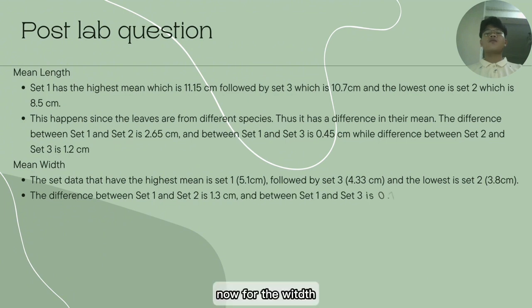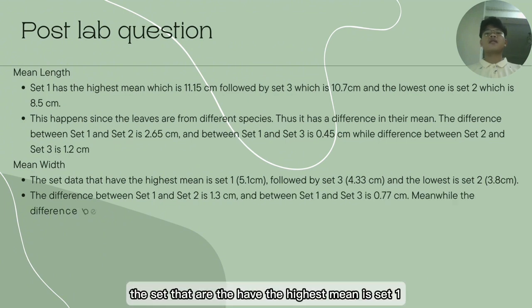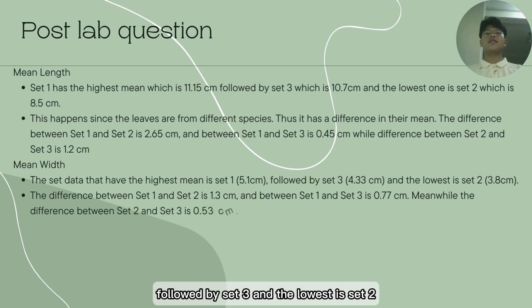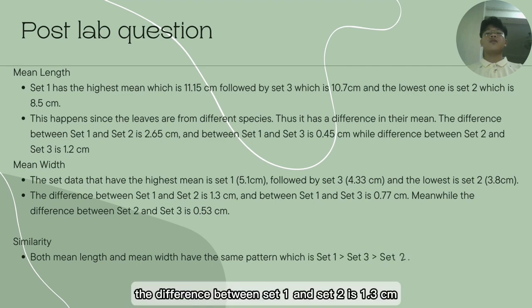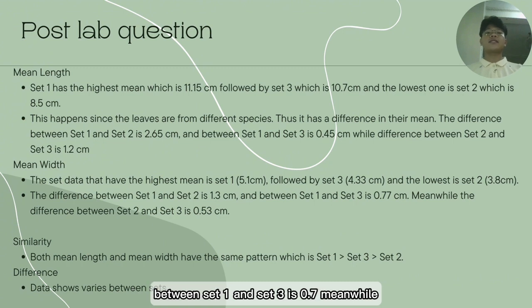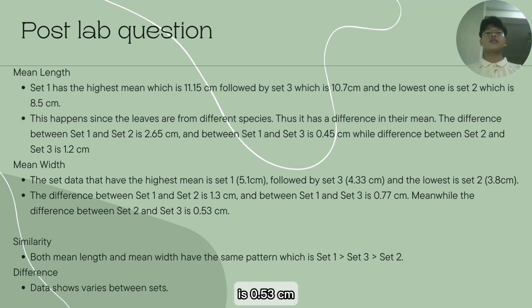Now, for the width, the set that has the highest mean is set 1, followed by set 3, and the lowest is set 2, which is 3.8 cm. The difference between set 1 and set 2 is 1.3 cm. Between set 1 and set 3 is 0.7. Meanwhile, the difference between set 2 and set 3 is 0.53 cm.